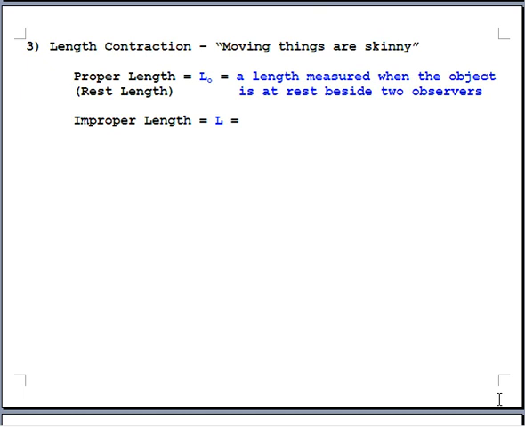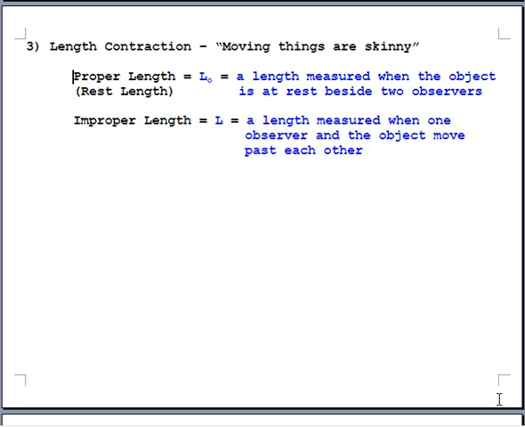There is also another term, the improper length. Sounds like it's somehow wrong, but it's not, right? It's just a different point of view. It's just a different way to measure. And that would be like measuring the length of that school bus when it's moving past you. So the length measured by one person when that object moves past them, or when you move past that object.